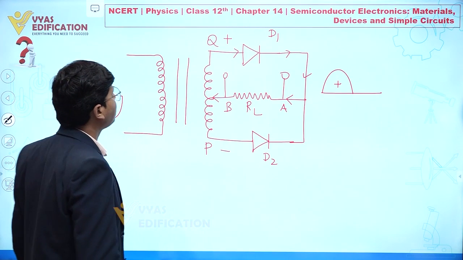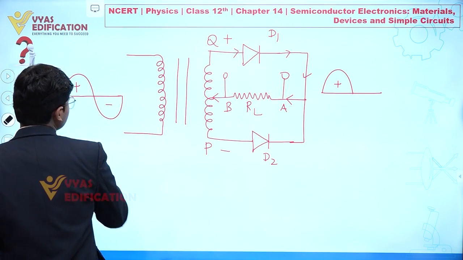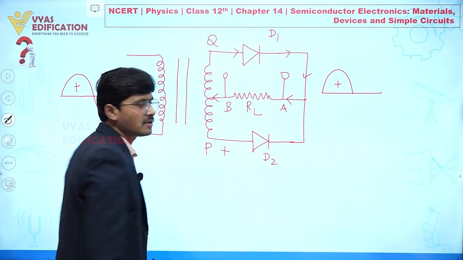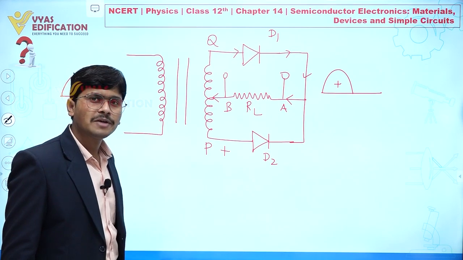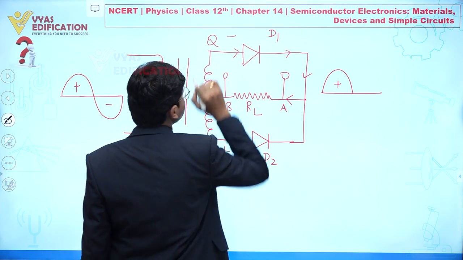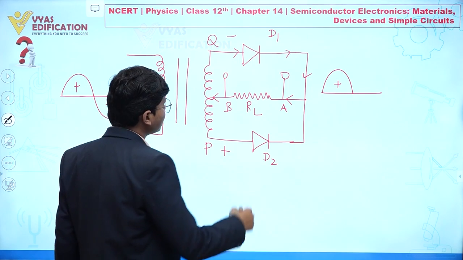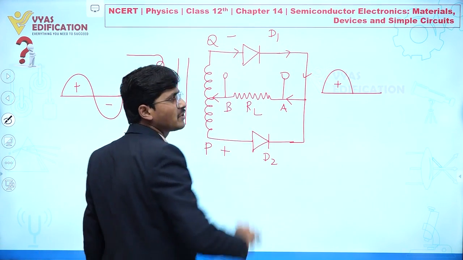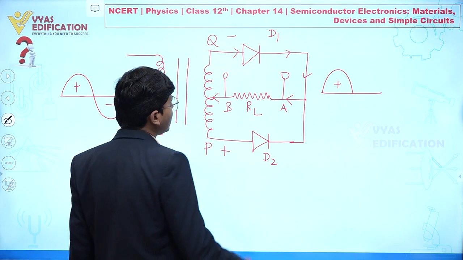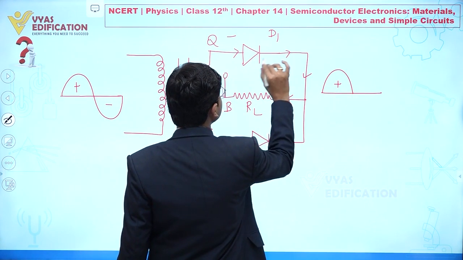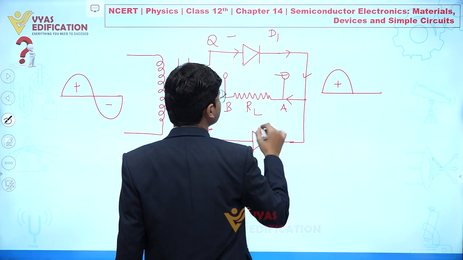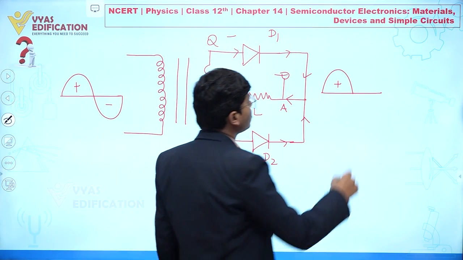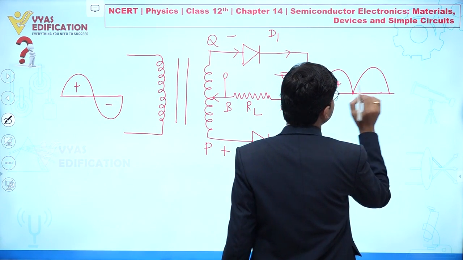What will happen for the second half? For the second half, this point P becomes at higher potential and this becomes at lower potential. It means the D2 diode is behaving just like a forward bias and the other acts as a reverse bias. So now one is behaving like an open circuit and this one is a closed circuit. Again current is flowing from A to B side. It means now you will get the second waveform, which should be like this.